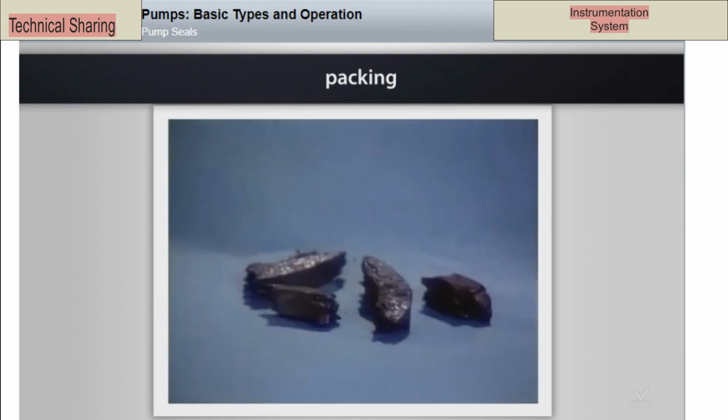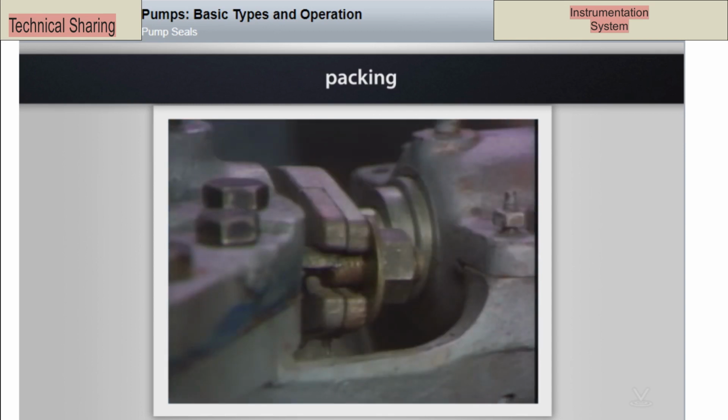If too much leak-off is allowed, the efficiency of the pump may be affected. On the other hand, if too little leak-off is allowed, the packing will overheat, dry out, and possibly burn.